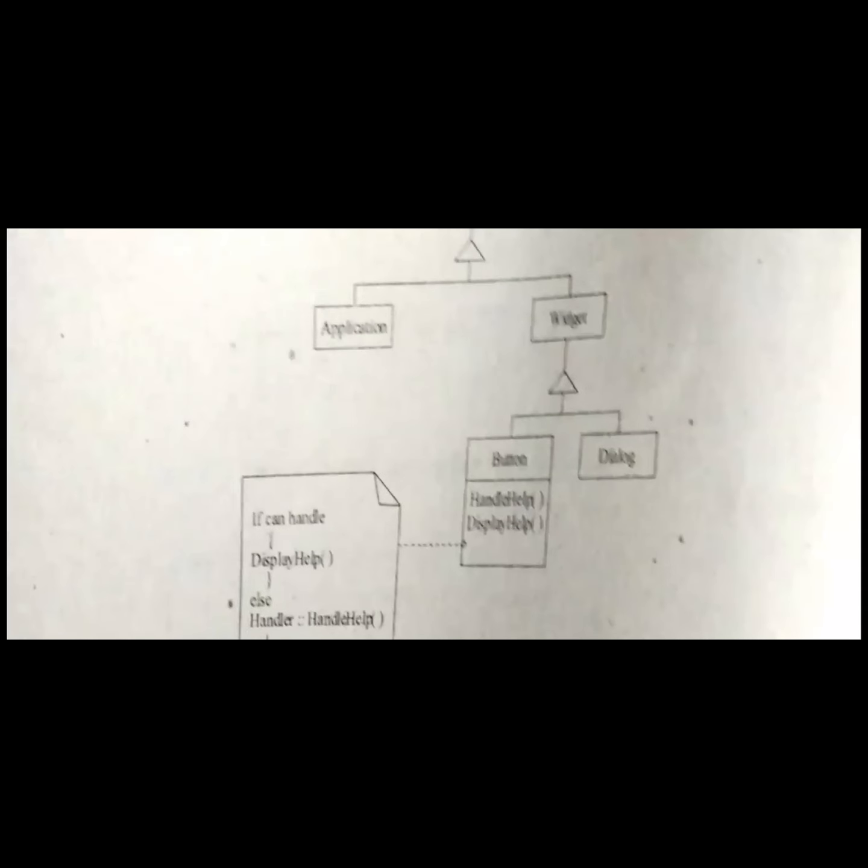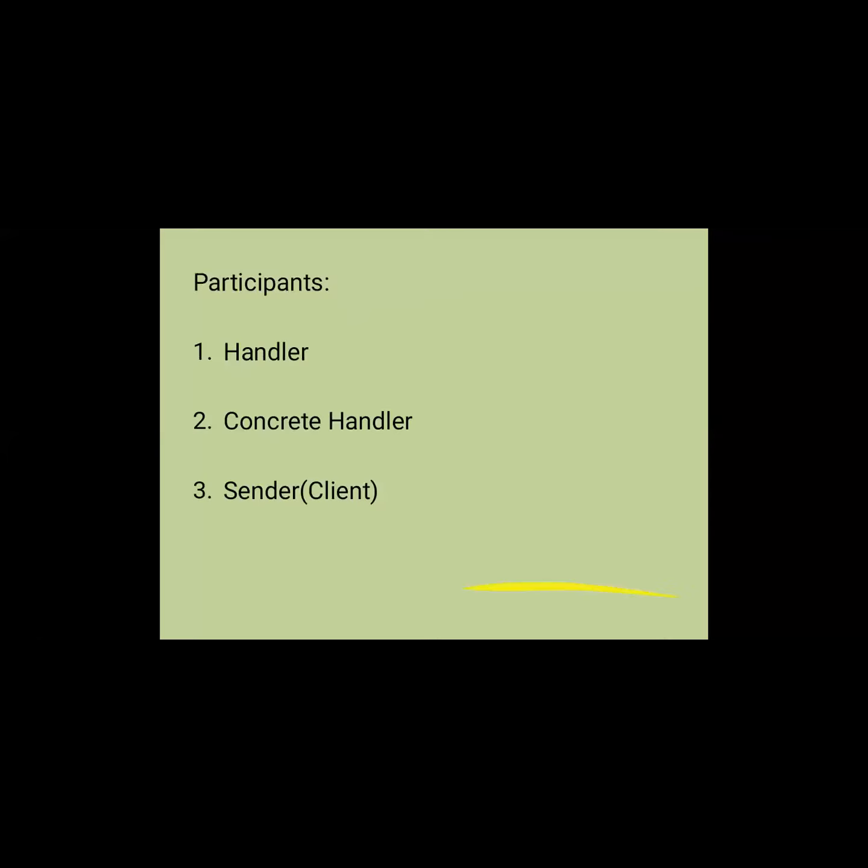The same thing will be represented here. So there is a help handler, and here we give the chance of handling more than one object. Next, the participants. Who are the participants? Handler, concrete handler, sender. Initially the client will be generating the request. That request is handled by the handler. Now the handler will be connected to more than one handler. Those are referred to as concrete handlers.